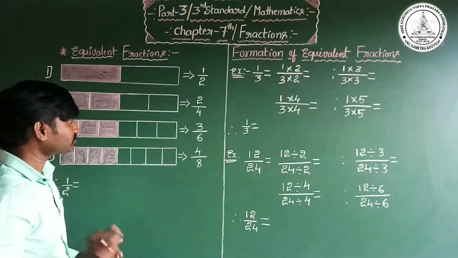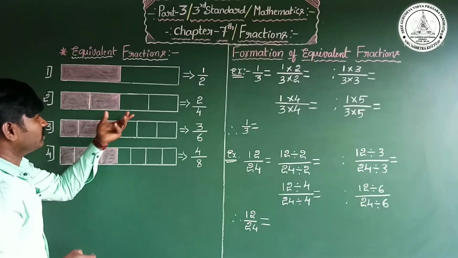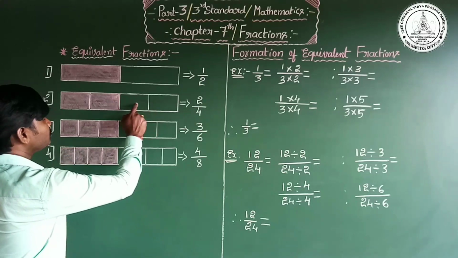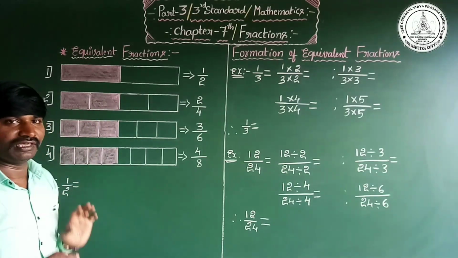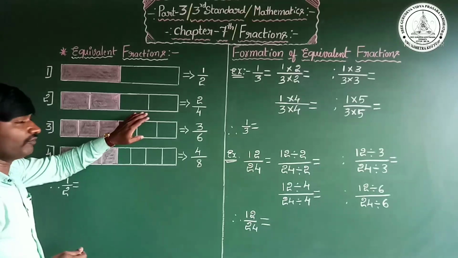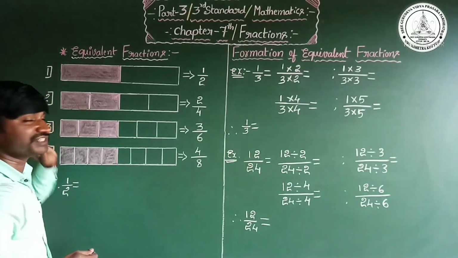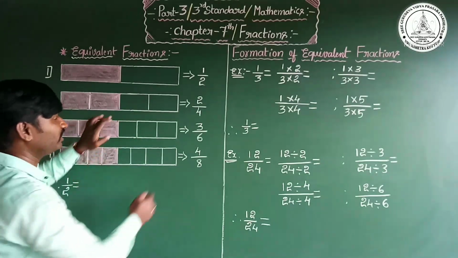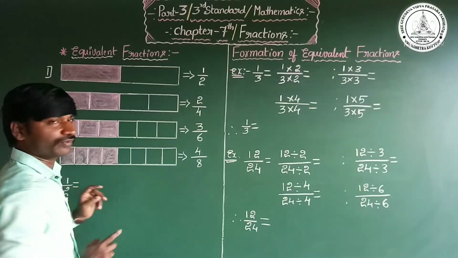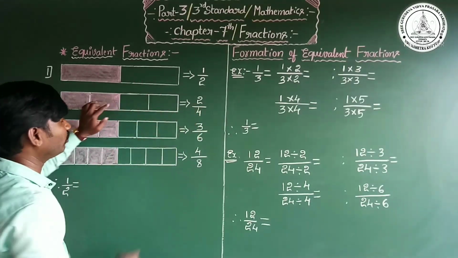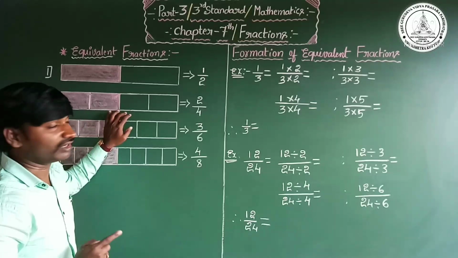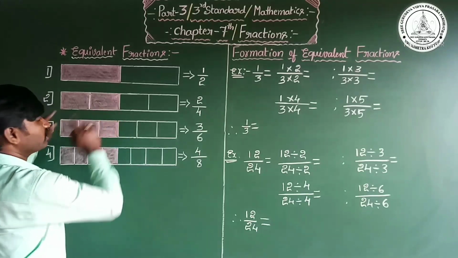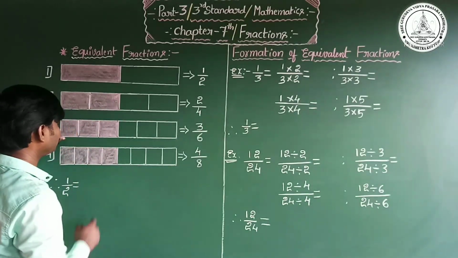Clear? Observe the second figure. The total number of parts is 1, 2, 3, 4. Out of 4 parts, 2 parts are shaded, so we write the fraction as 2 by 4. The 4 indicates the whole, meaning the total number of boxes divided, and the 2 indicates the shaded parts. Clear? Next, go to the third diagram.